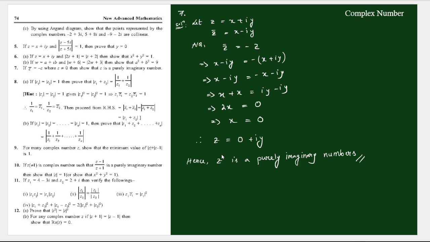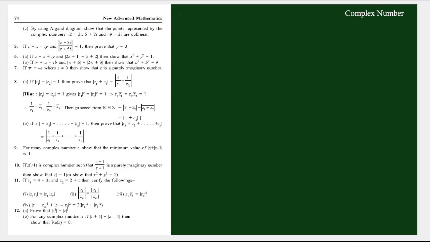Okay, let's do number 8. Given modulus z1 and modulus z2 equal to 1. To prove that, one by z1, 1 by z2.